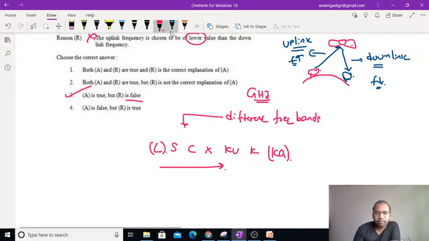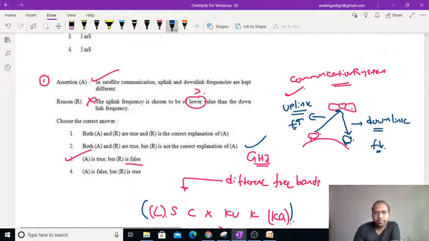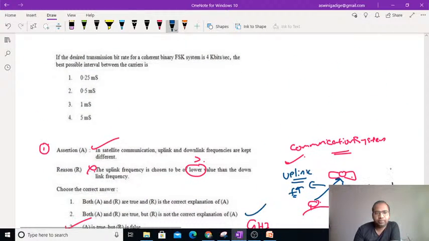Based upon the frequency range of satellite communications, and based upon the increasing order and decreasing order of the microwave frequency bands, you may get questions. So please note down these points, guys, if you want. It is the first question. Next, second question.